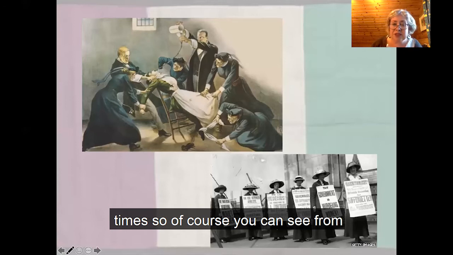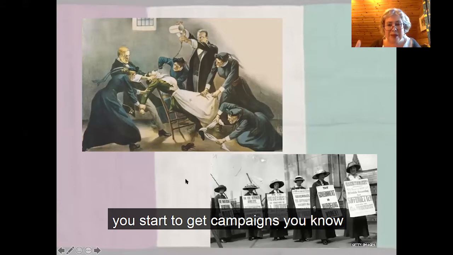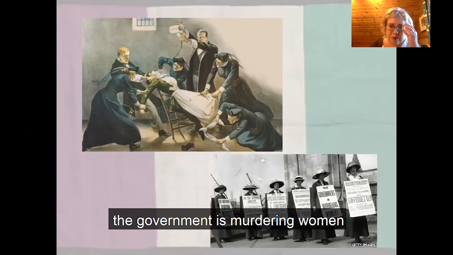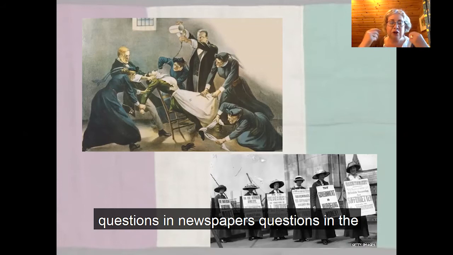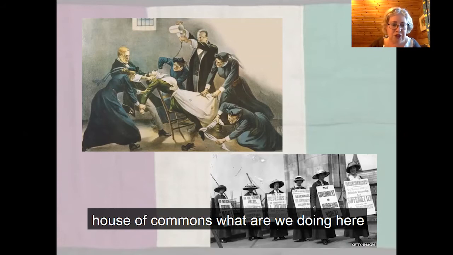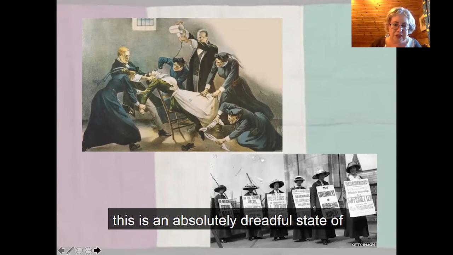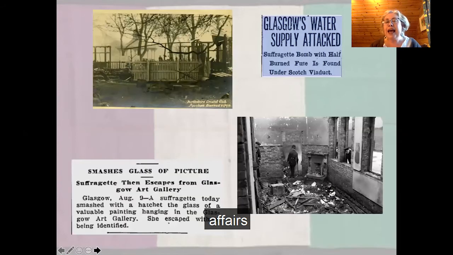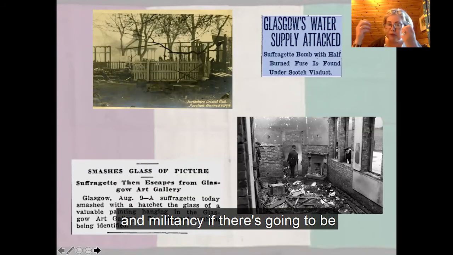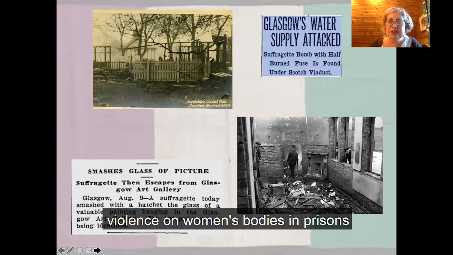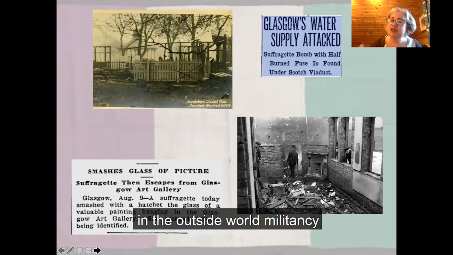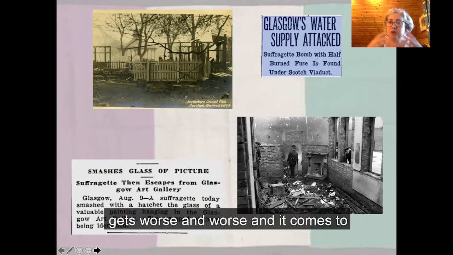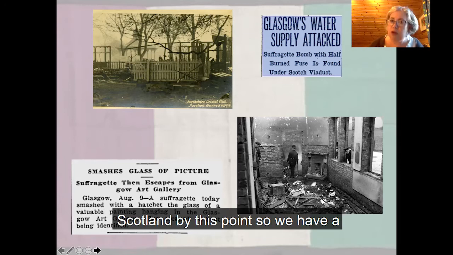So of course you can see from this photograph, you start to get campaigns: the government is murdering women, questions in newspapers, questions in the House of Commons. What are we doing here? This is an absolutely dreadful state of affairs. And militancy, if there's going to be violence on women's bodies in prisons, then there's going to be violence in the outside world. Militancy gets worse and worse, and it comes to Scotland by this point.